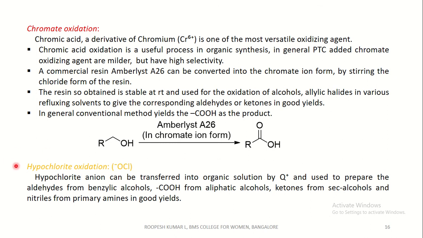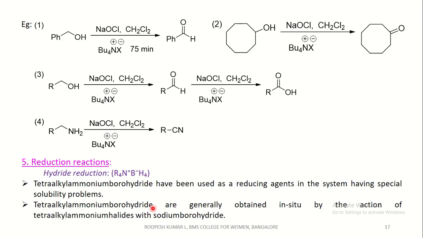The next such oxidation is hypochlorite oxidation. Hypochlorite anion can be transferred into the organic solution by a Q plus ion, that is a PTC quaternary cation, and used to prepare aldehydes from benzylic alcohols, carboxylic acids from aliphatic alcohols, ketones from secondary alcohols, and nitriles from primary amines in good yields.